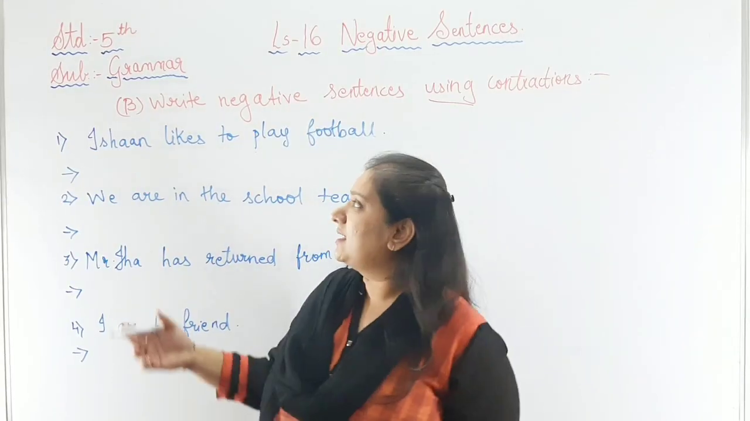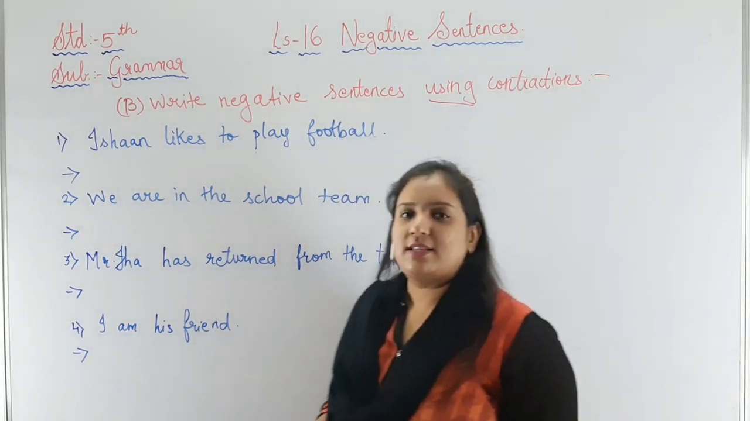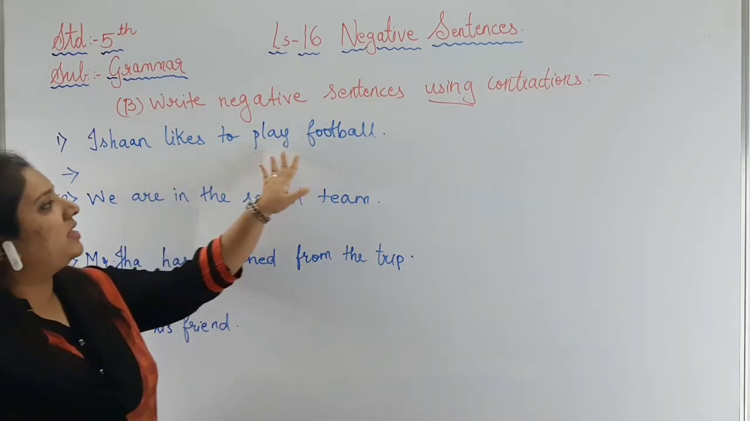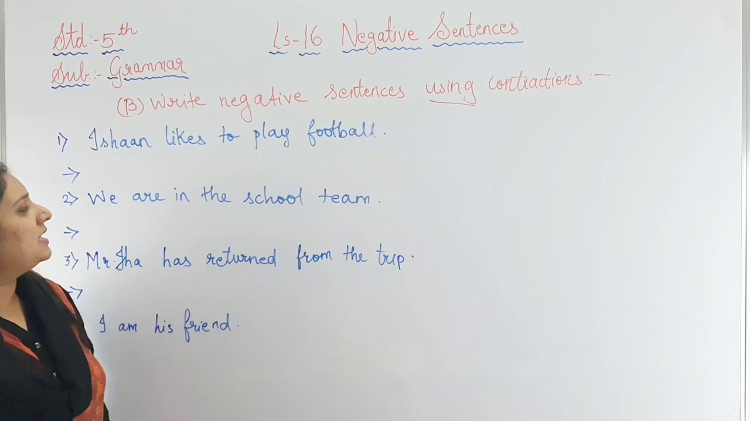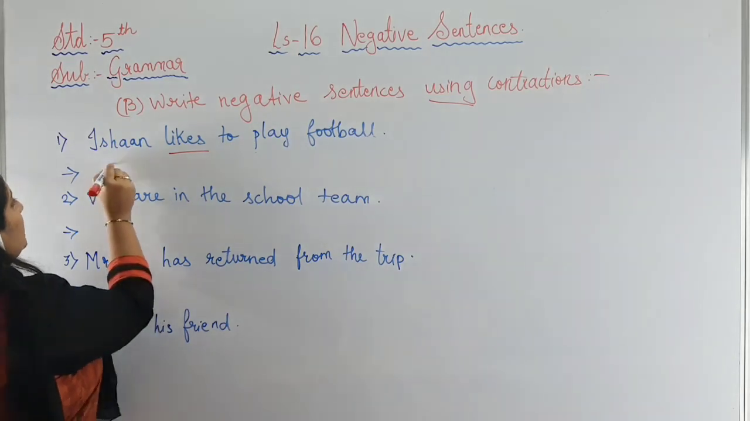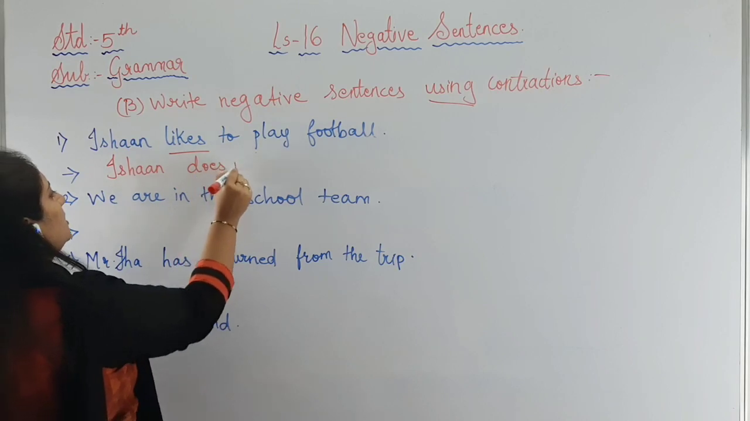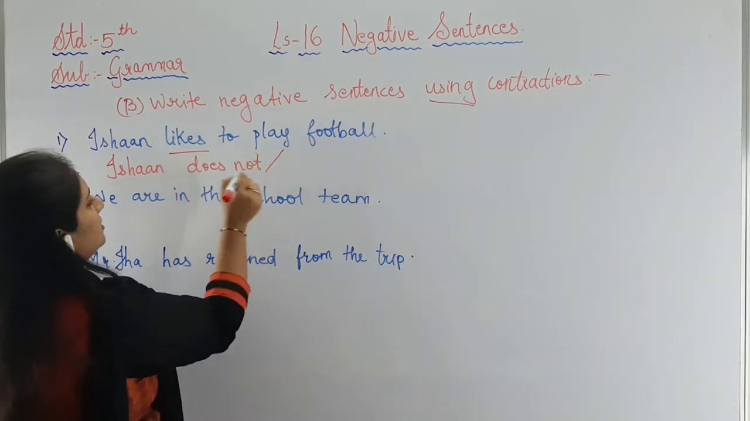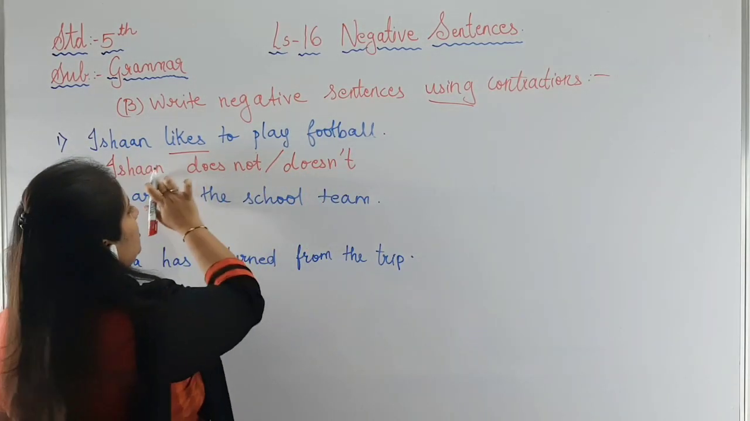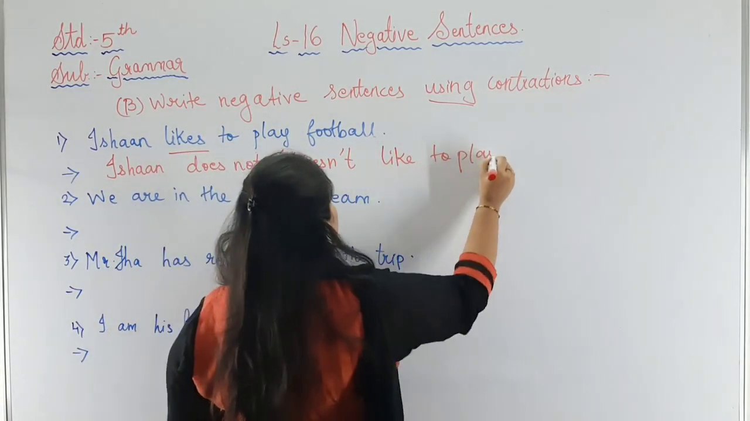So now let us have a look at exercise B. It tells us to write negative sentences using contractions. So in this exercise we have to use contractions also. So the first statement is, Ishan likes to play football. If I identify this statement, I see the verb is singular. So we will add does not. So the statement will become, Ishan does not, and what will be the contraction? Does not will become doesn't. Ishan does not or Ishan doesn't like to play football.